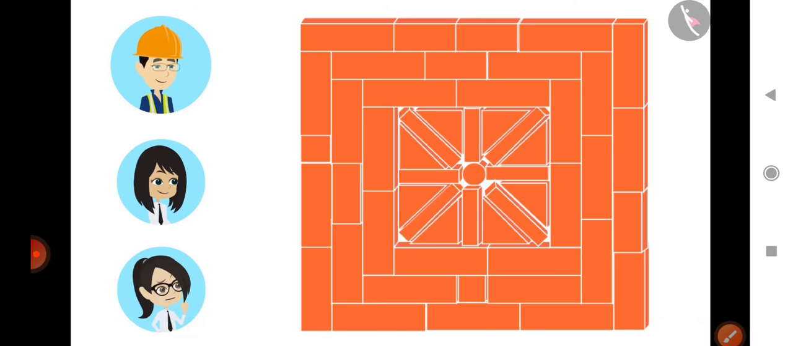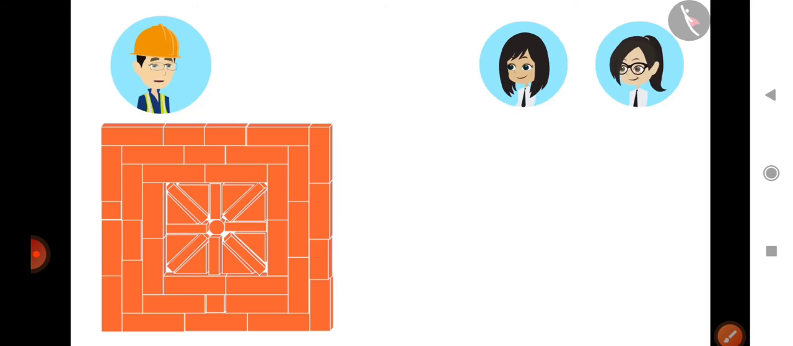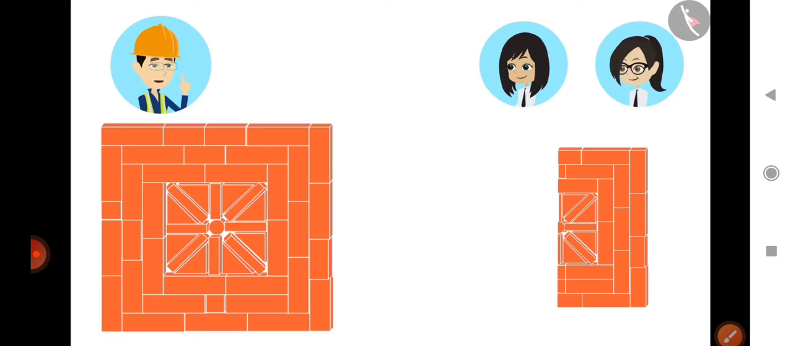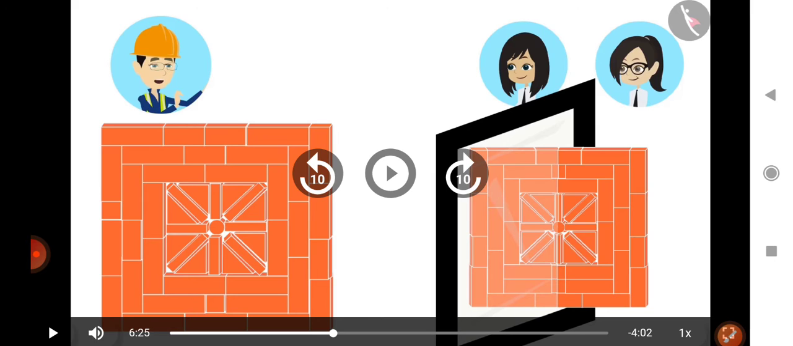So, what is special about it? This design is mirror half. What does mirror half mean? It means that if you cut this design into 2 halves and then look at it in the mirror, you will see the whole design. Listen, this is mirror half, children.